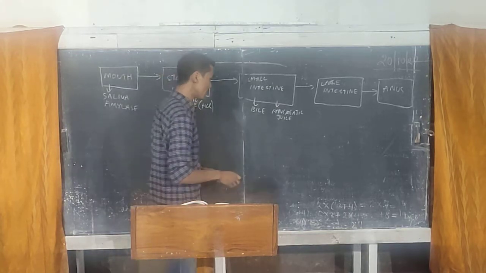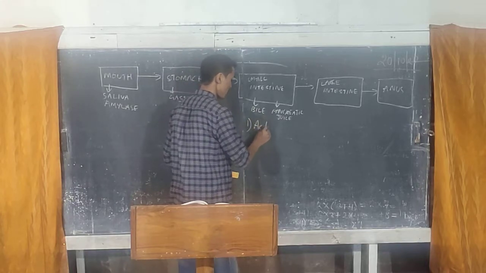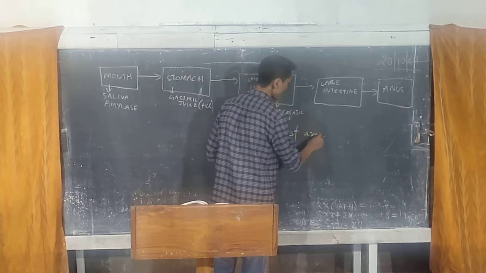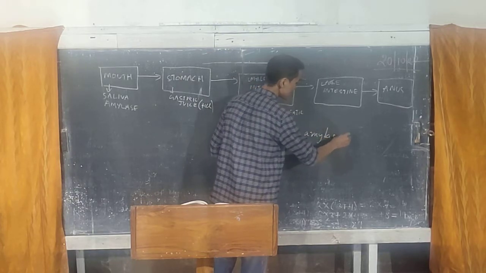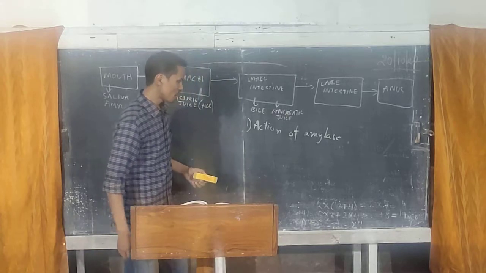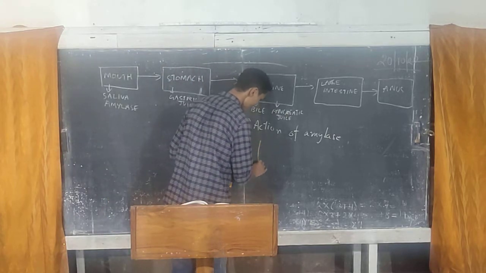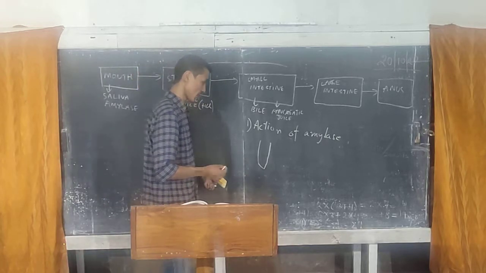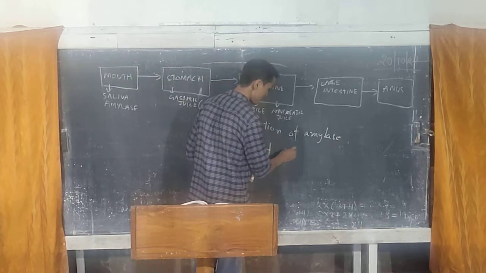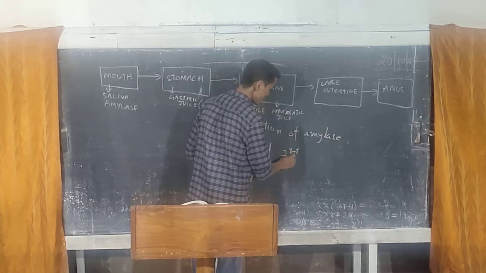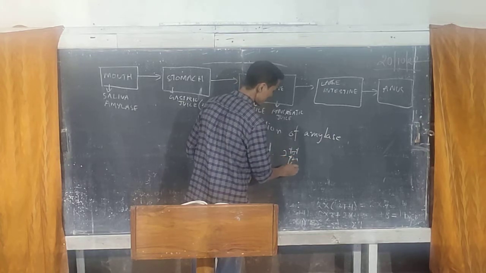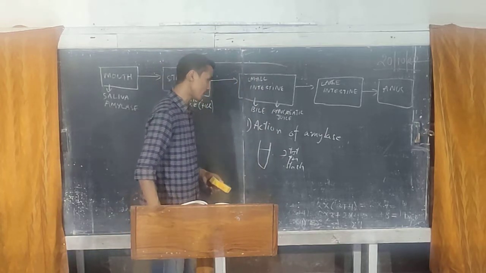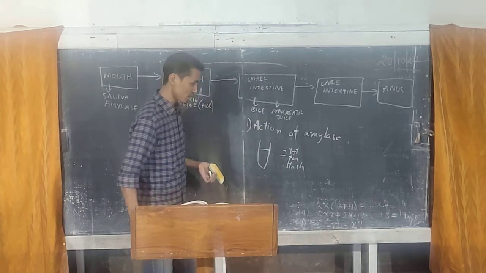So what we're going to do is, first we're going to find the determinant of enzyme salivary amylase. What we're going to do is take starch solution. Simple, we're going to test for starch by adding iodine. It will obviously turn blue-black color, that means the food contains starch.